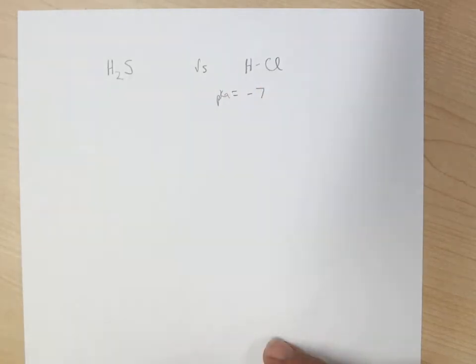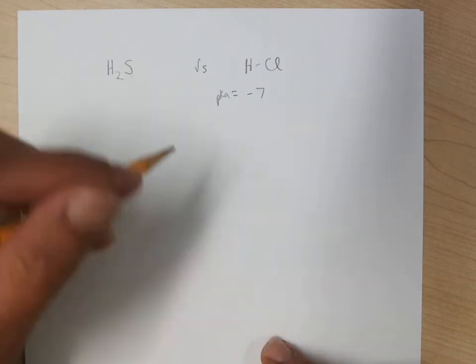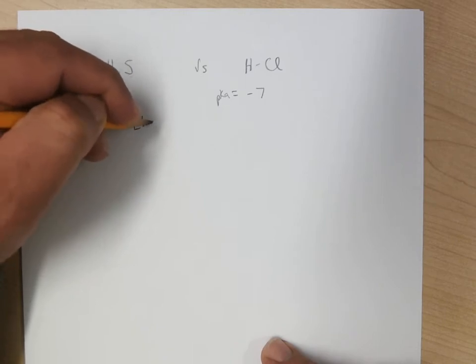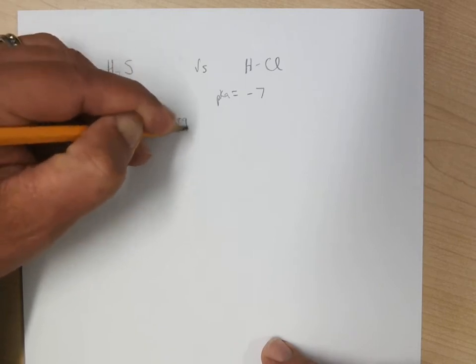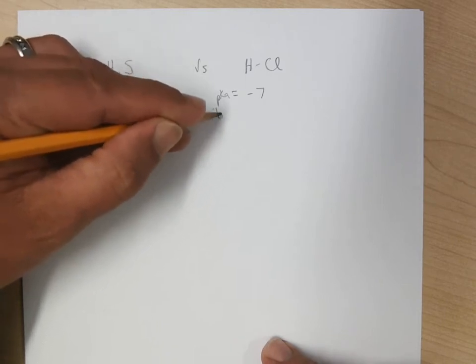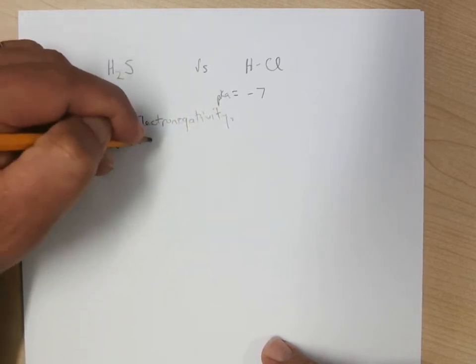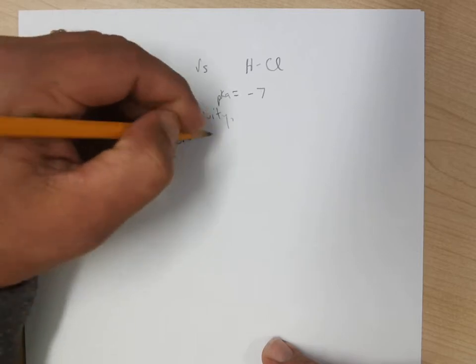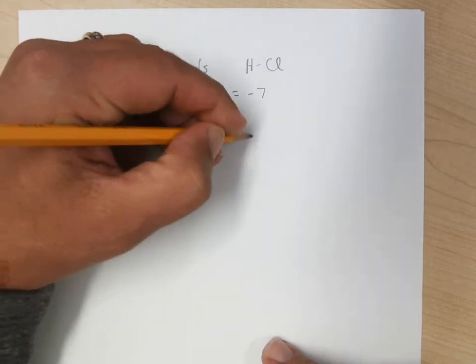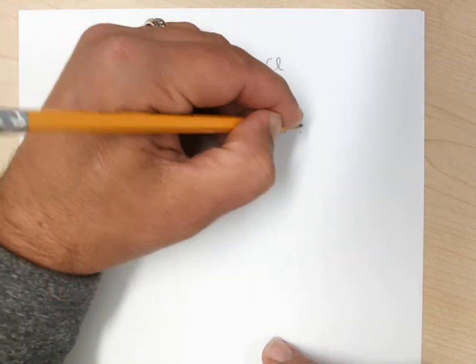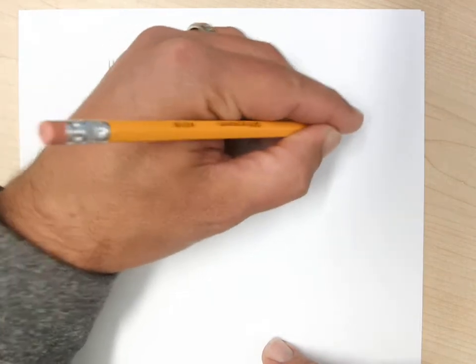So remember, if we're comparing things in the same row of the periodic table, sizes are going to be similar, but electronegativity is going to be different. So electronegativity is the big difference between these two. Chlorine is more electronegative than sulfur, so HCl is more acidic.